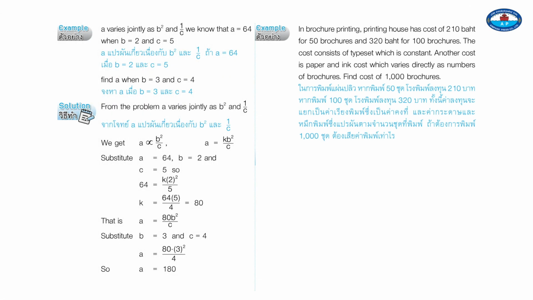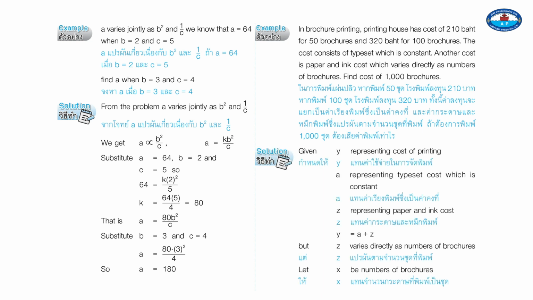Example. In brochure printing, Printing House has cost of 210 baht for 50 brochures and 320 baht for 100 brochures. The cost consists of typeset, which is constant. Another cost is paper and ink cost, which varies directly as numbers of brochures. Find cost of 1,000 brochures.